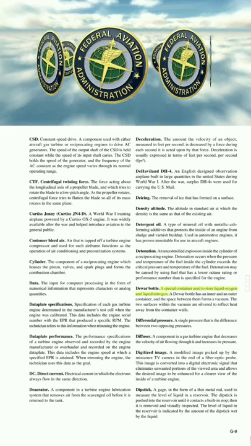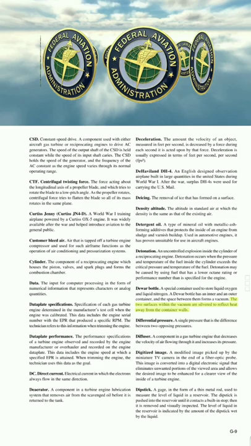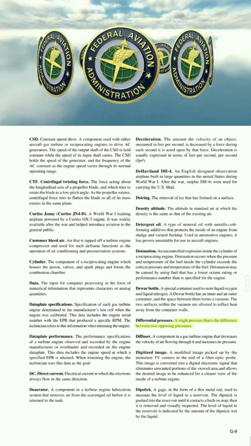A special container used to store liquid oxygen and liquid nitrogen. A Dewar bottle has an inner and an outer container, and the space between them forms a vacuum. The two surfaces within the vacuum are silvered to reflect heat away from the container walls. Differential pressure. A single pressure that is the difference between two opposing pressures.